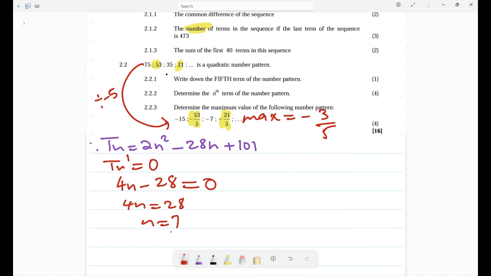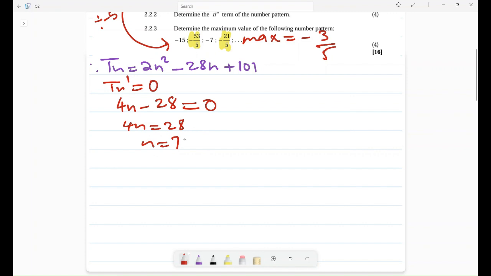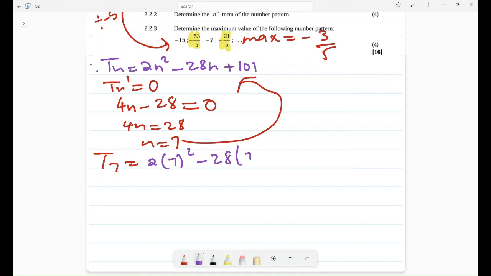Can you see? n is still 7, right? But now, when I take this n and substitute here, T7 is equal to 2 into 7 squared minus 28 into 7 plus 101. The answer that I get is 3.